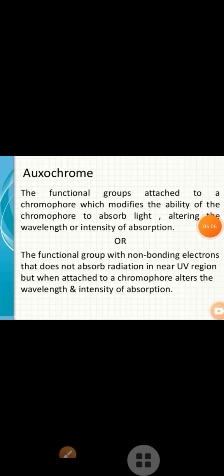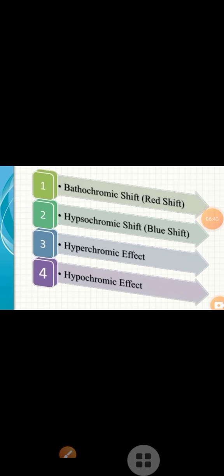What is an auxochrome? It is a functional group attached to a chromophore which modifies the ability of the chromophore to absorb light, altering the wavelength or intensity of radiation. Auxochromes are saturated groups with lone pairs of electrons, that means non-bonded electrons. Attachment of these auxochromes to the chromophore alters the wavelength and intensity of absorption. Depending upon this, we have four concepts: bathochromic shift, hypsochromic shift, hyperchromic effect, and hypochromic effect.